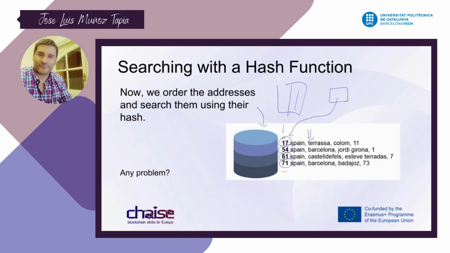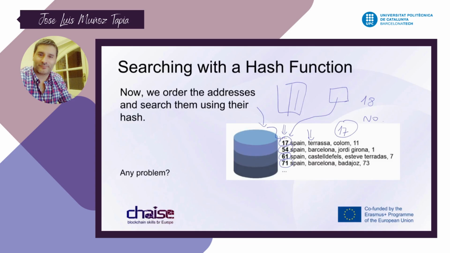Now my registries are ordered by hash, so if for example the address gives the number 18, I go to the database of registries and say, well, no, this address is not here because this hash is not here. But if for example the hash gives 17, then I should go to the database and see if there is an address there.